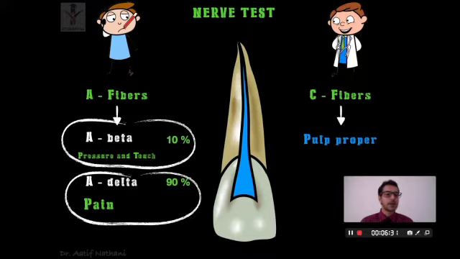That is why whatever stimulation, whatever response the patient gives you will be from the A fibers and not from the C fibers directly. When the A fibers do not respond, and if the A fibers get necrosed or die, then only will the C fibers come into play.